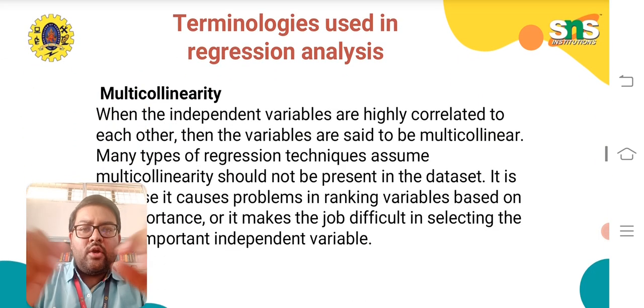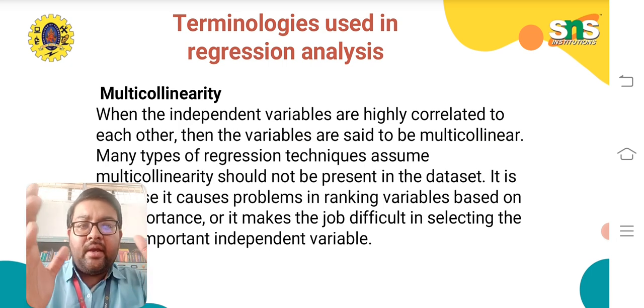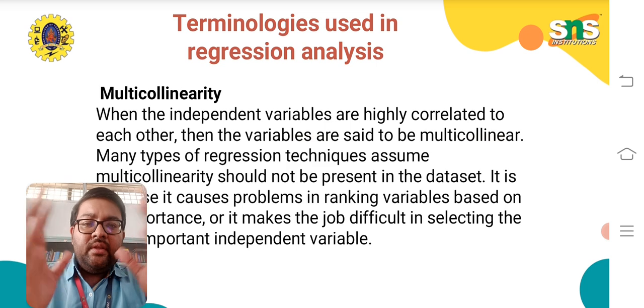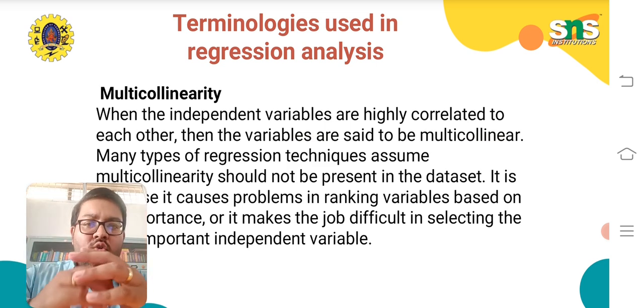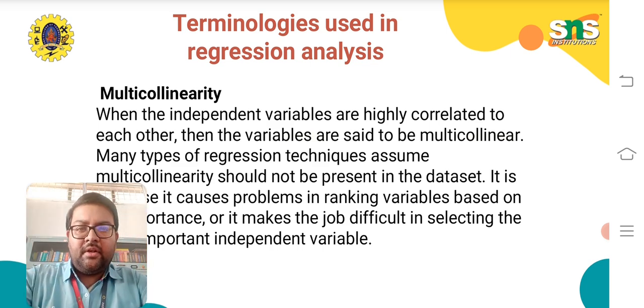Then multicollinearity. When the independent variables are highly correlated with each other, the variables are said to be multicollinear. Many types of regression techniques assume multicollinearity should not be present in the data set. Otherwise, it's very difficult to differentiate between the variables, right?